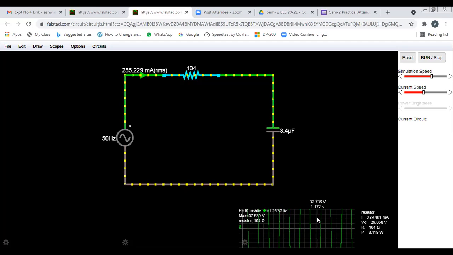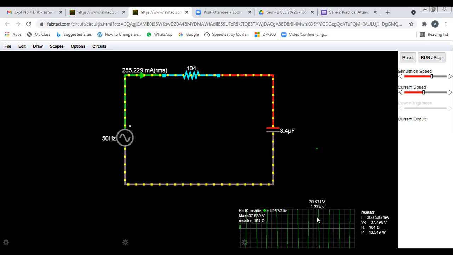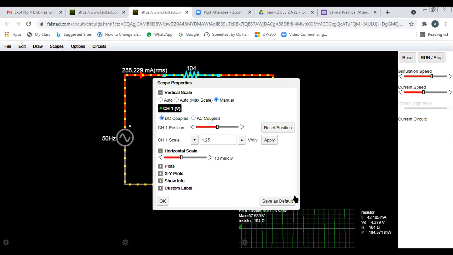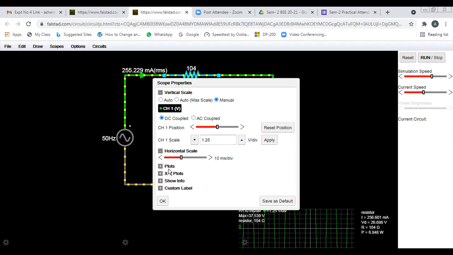Whenever we plot voltage across resistance, in the graphical representation, obviously along the x-axis it's time and along the y-axis it's amplitude. So right click on the graph. Can you see properties, the last option? Okay, click on that. A window like this appears. Click on plots. From the bottom, the fourth one, plots option is there.